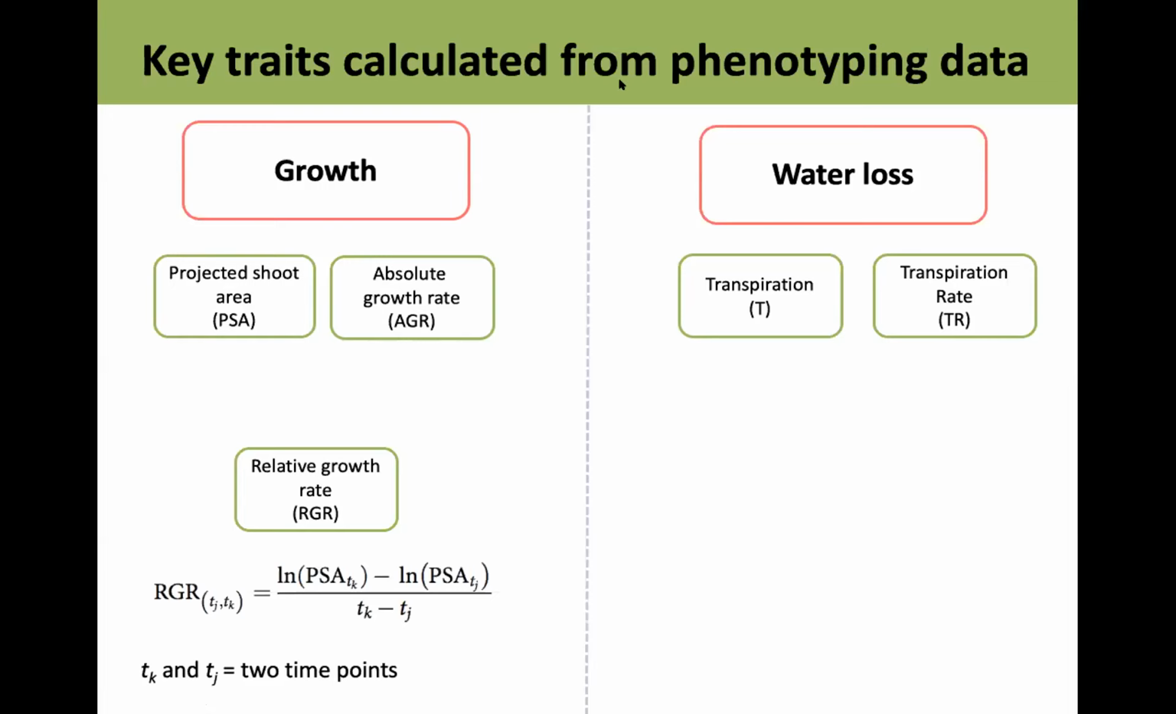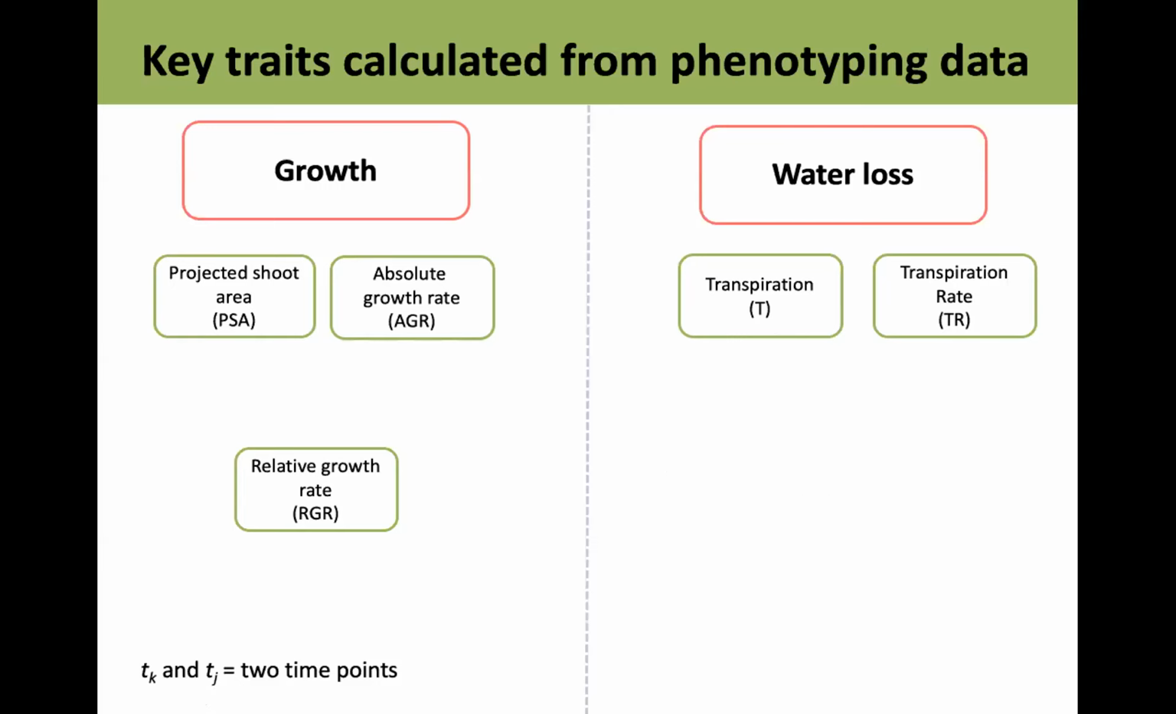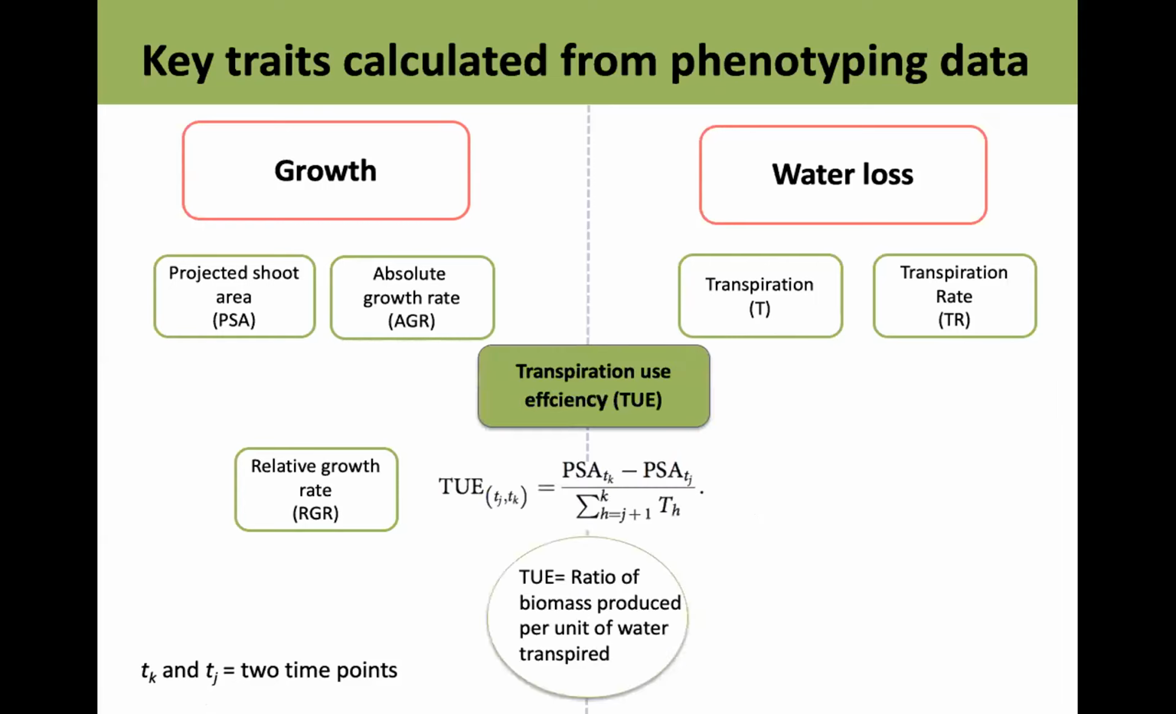And then I looked at water loss data from the weighing and imaging. So from that we managed to estimate transpiration, which is the difference between the weight before and the weight after, subtracted by the evaporation cuts. And then from that we can calculate the transpiration rate, so that's just over time. And from these 2, growth and water loss data, we estimated transpiration use efficiency, which is the ratio of biomass produced per unit of water transpired.